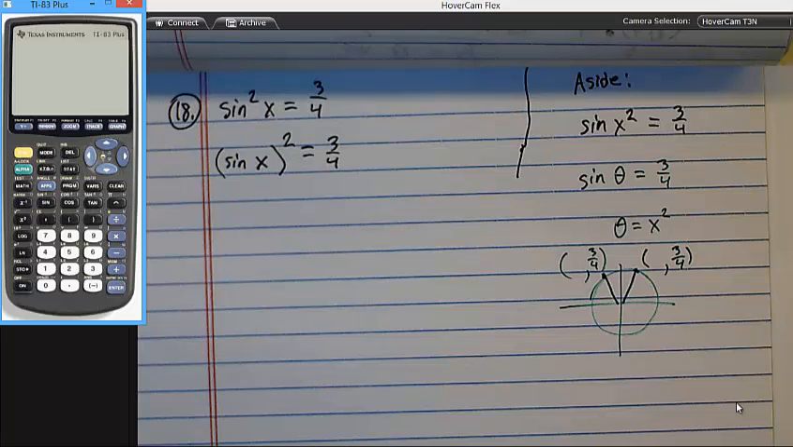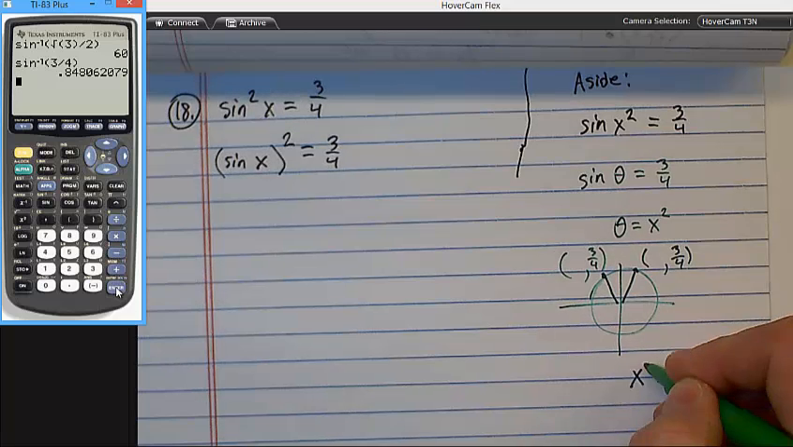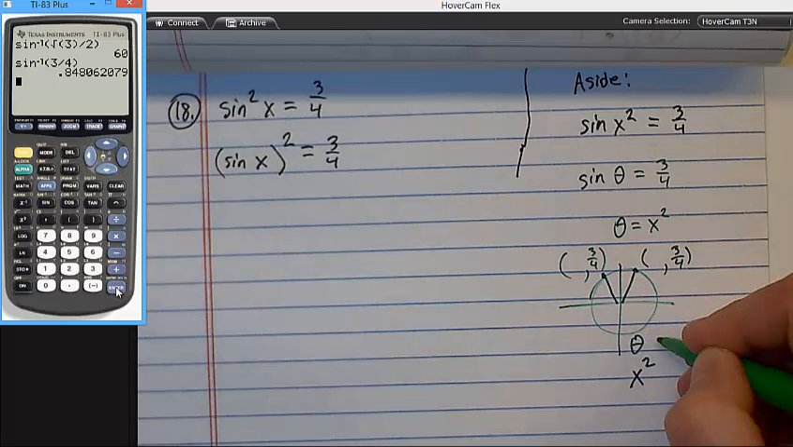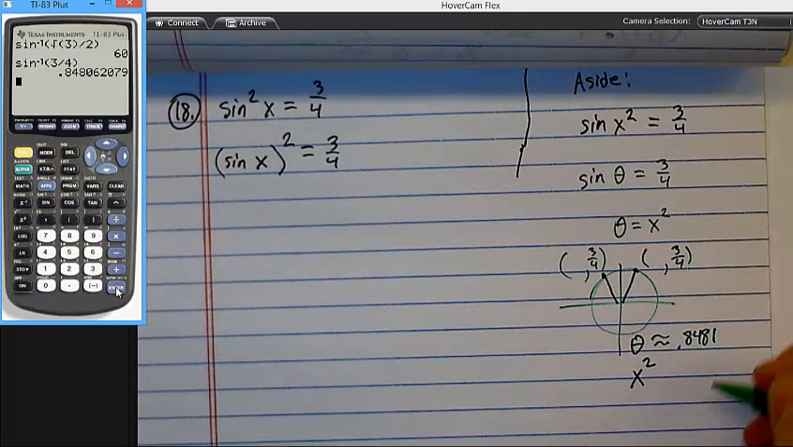Really? Cool. And if I did that, I could come up here. And what would be an easy way to come up with theta? Well, kind of like this, right? You could do the inverse sine of what? 3/4. But again, this is not the problem I was assigned in problem 18. This is a different problem. And I would get that. And I would say theta is approximately 0.8481. And so x squared is approximately 0.8481.